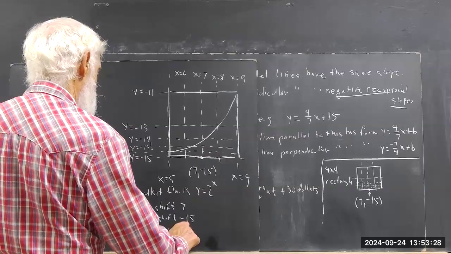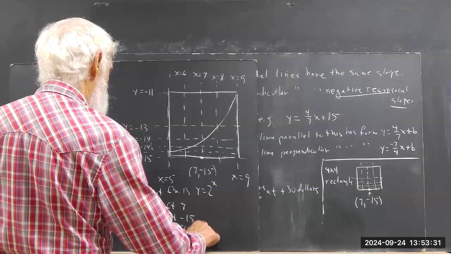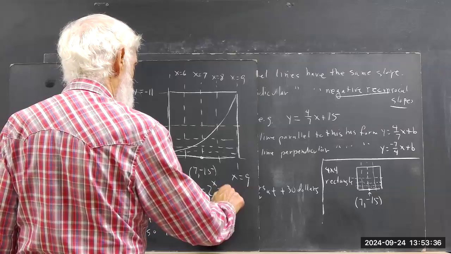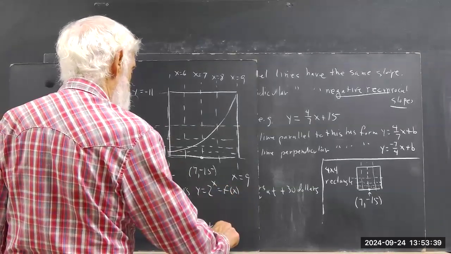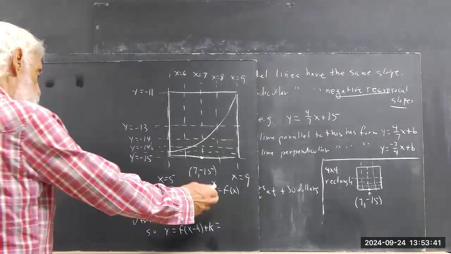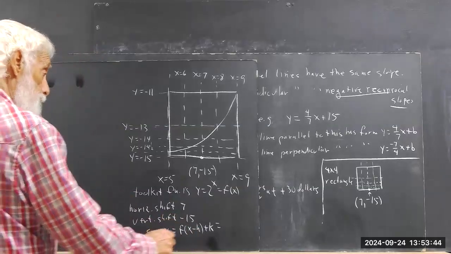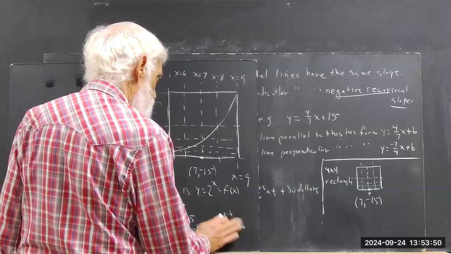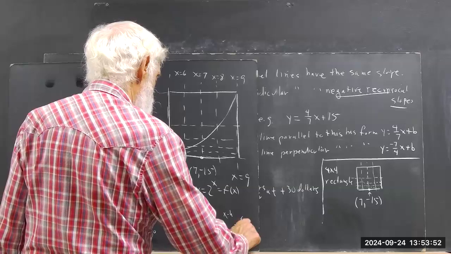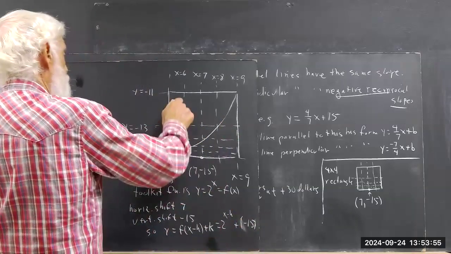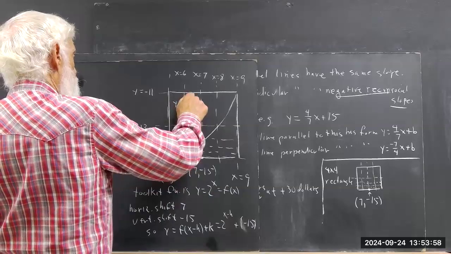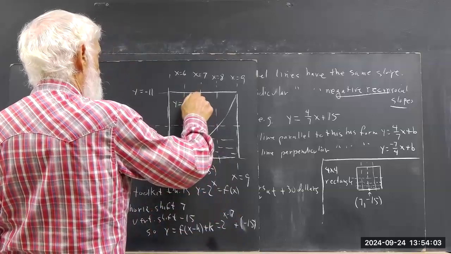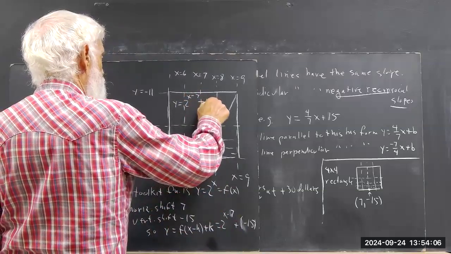So y equals f of x minus h plus k. Your f of x is 2 to the x. And that equals what? Well, you replace x with x minus h, you get f of x minus h, you get 2 to the x minus h plus k. That plus -15. So this graph should be y equals 2 to the x minus 7, minus 15.